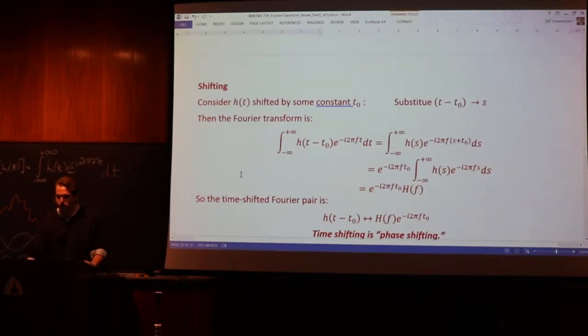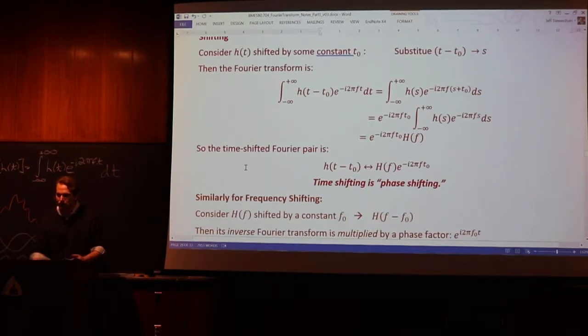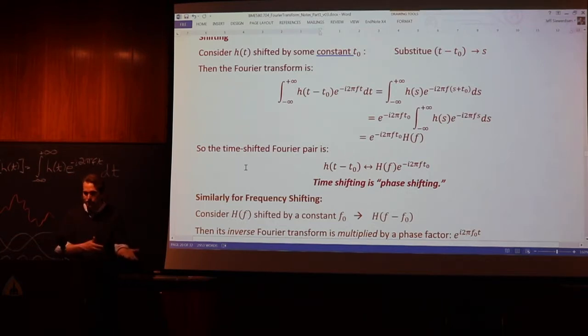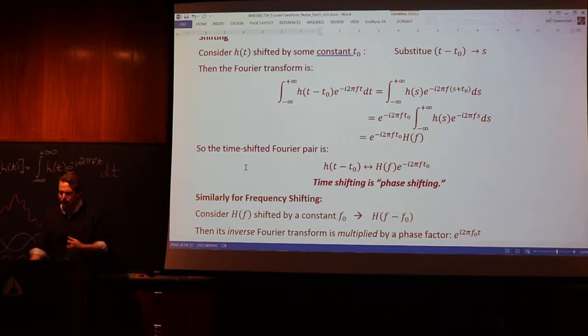All right, shifting. If I shift the argument by something, well, let's look at what happens. We sort of saw an example of this earlier too, with the cosine and the sine shifting. Here, if I shift the argument to the signal, the complex part no longer goes away, and I'm left with a complex Fourier transform.